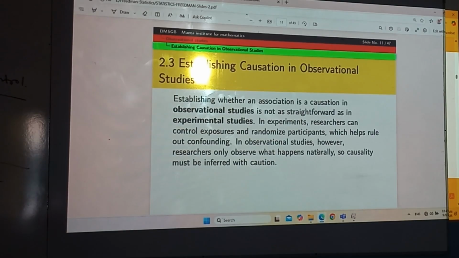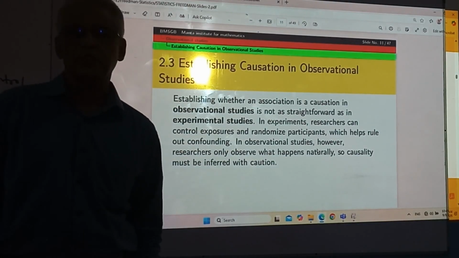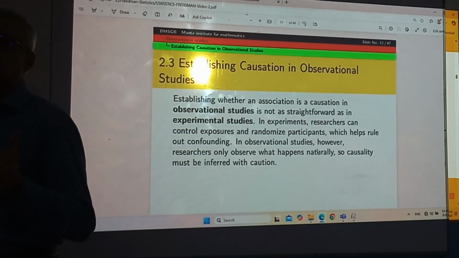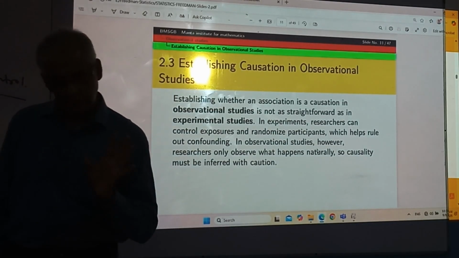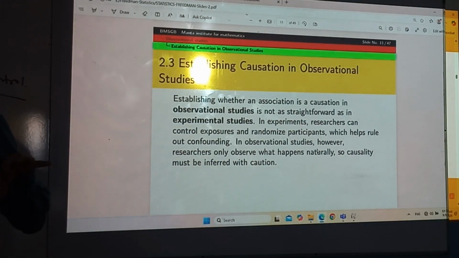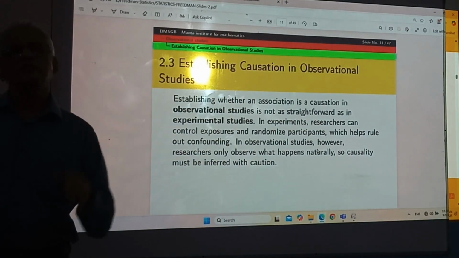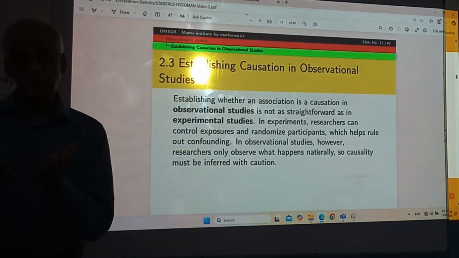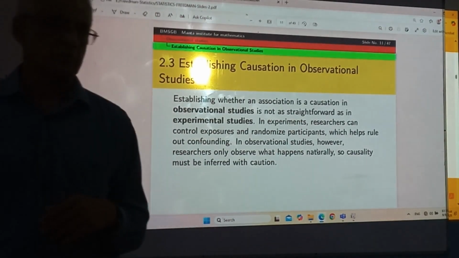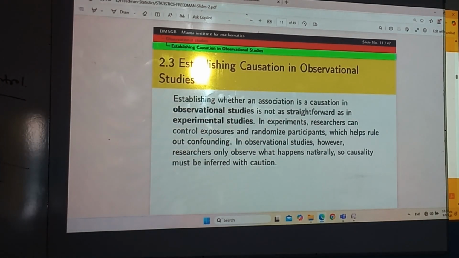So establishing whether an association is a causation in observational studies is not as straightforward as in experimental studies. In experimental studies, if you carry out a completely randomized controlled experiment, you can establish a causation because all the other factors are similar in the two groups. Only the treatment is different, and therefore, if there is any difference, the difference must be due to the treatment, and that is a causation. But in observational studies, there are so many confounding factors, known and unknown. Therefore, it's very difficult to establish a causation.